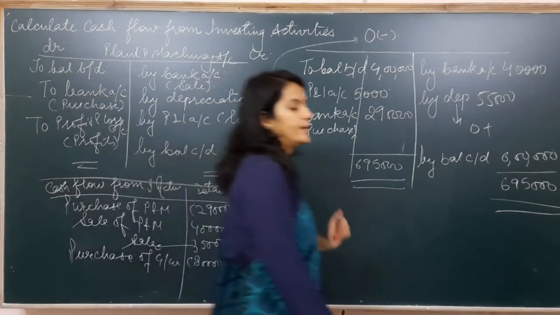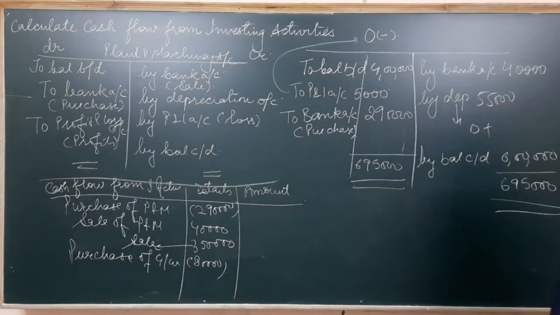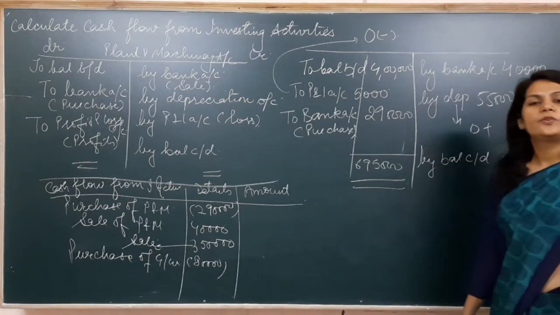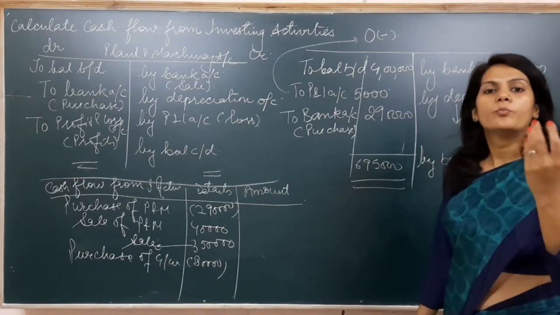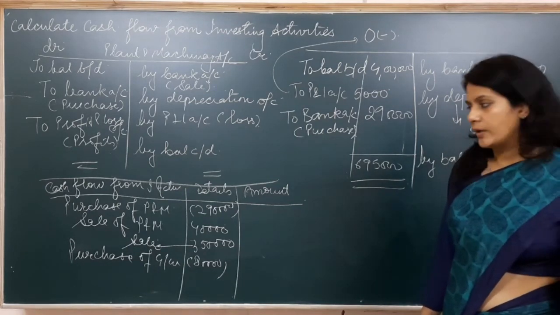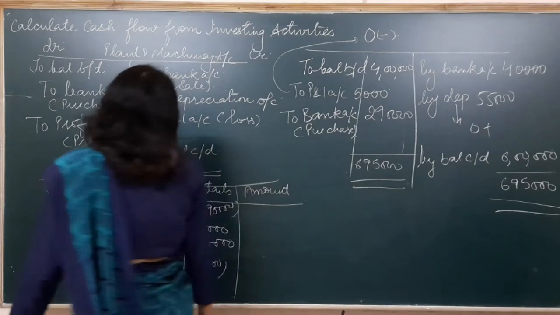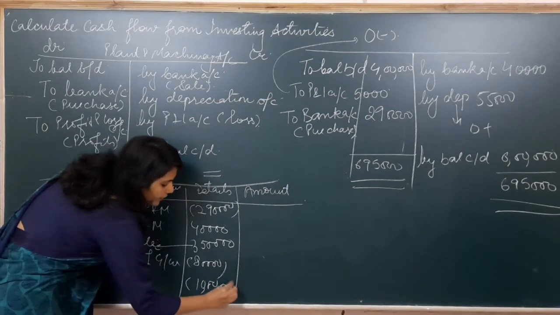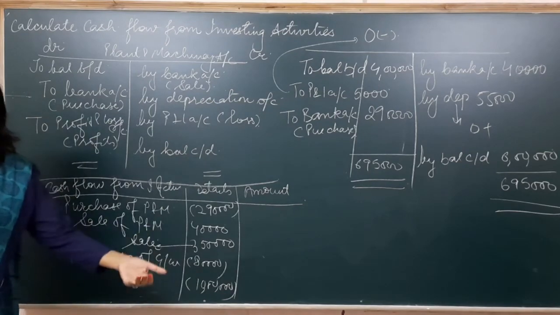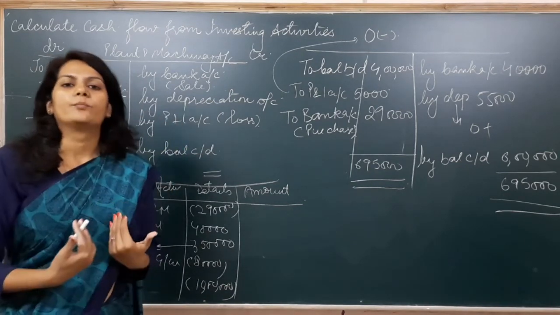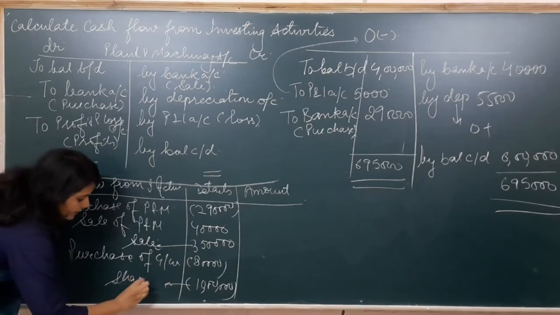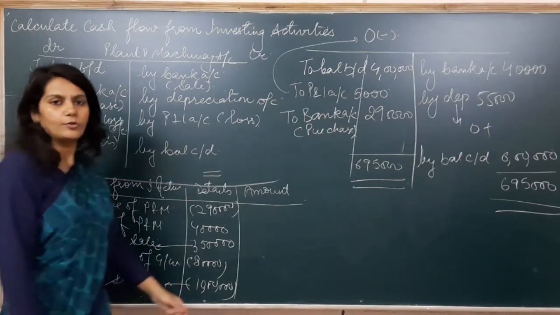Got it? Now next, read further. Next is investment in shares of Miko Limited. Last year 8 lakh, this year 18 lakh. It means that we have invested rupees 10 lakh more into the shares of some other company. So that has to be written in negatives. Why? Because the cash has gone out. If I invest money somewhere, then cash goes out from my company. So this amount will be in negative. I'll write investment in shares of Miko Limited.